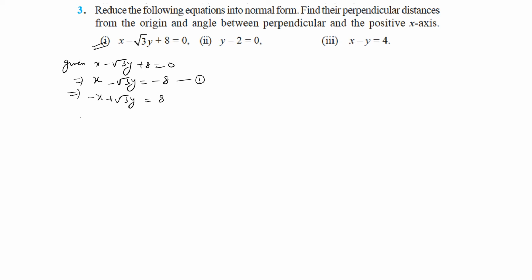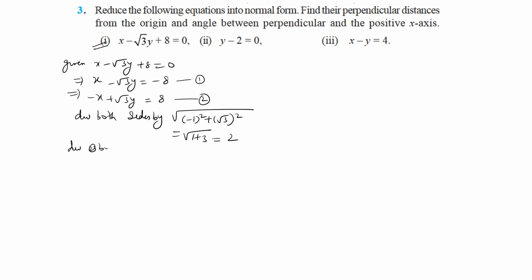Now divide both sides by the square root of the square of the coefficient of x plus the square of the coefficient of y, which turns out to be 1 plus 3, that is 2. So dividing this equation number 2 by 2, what we will get? Minus x by 2 plus root 3 by 2 y is equal to 8 by 2, which is 4.